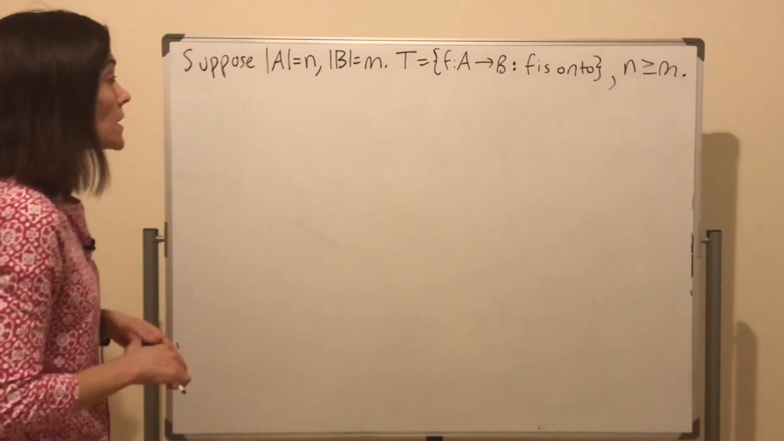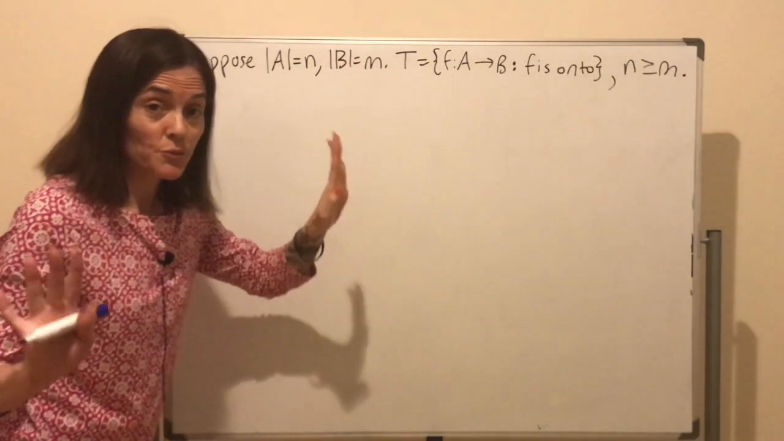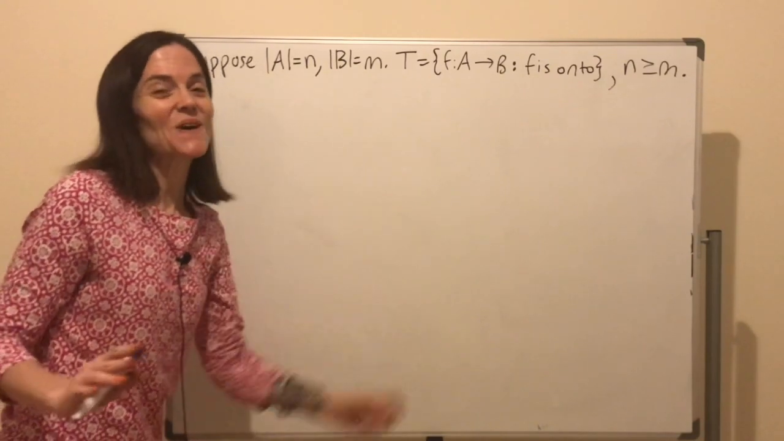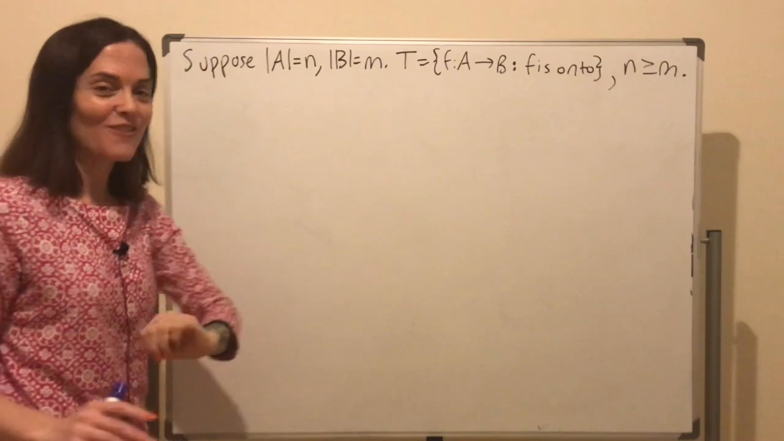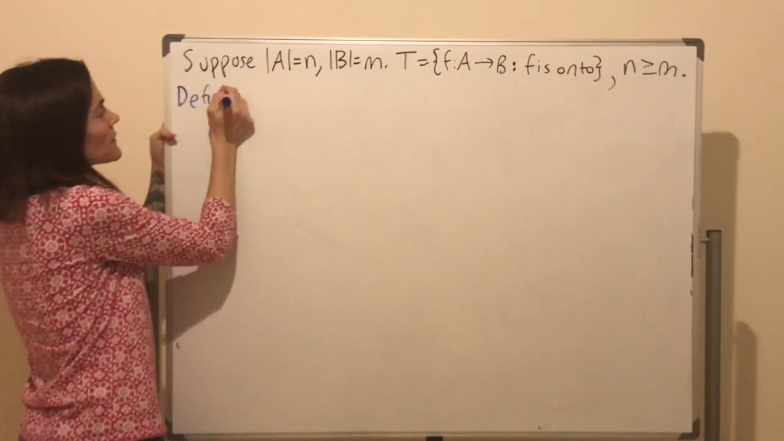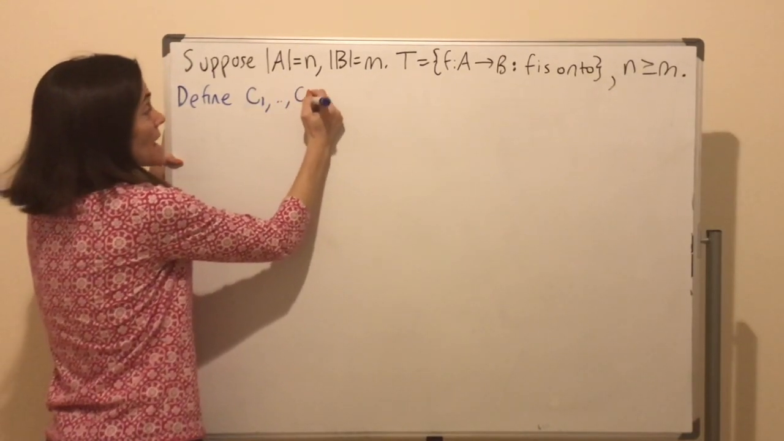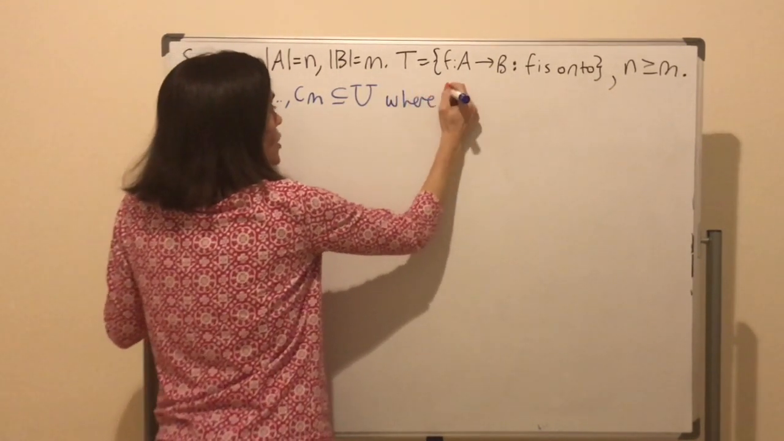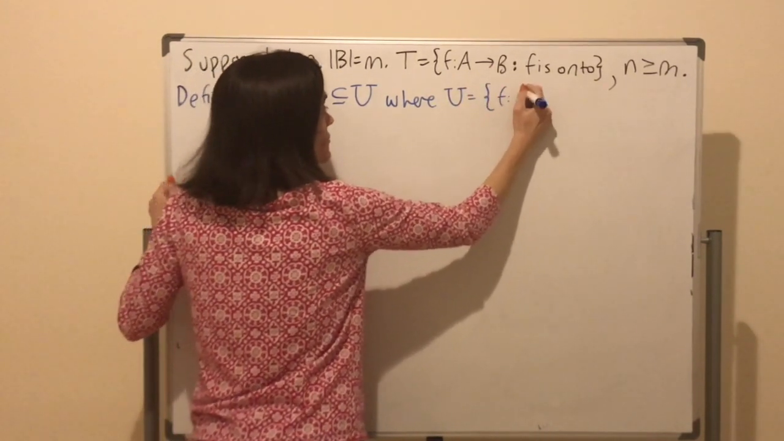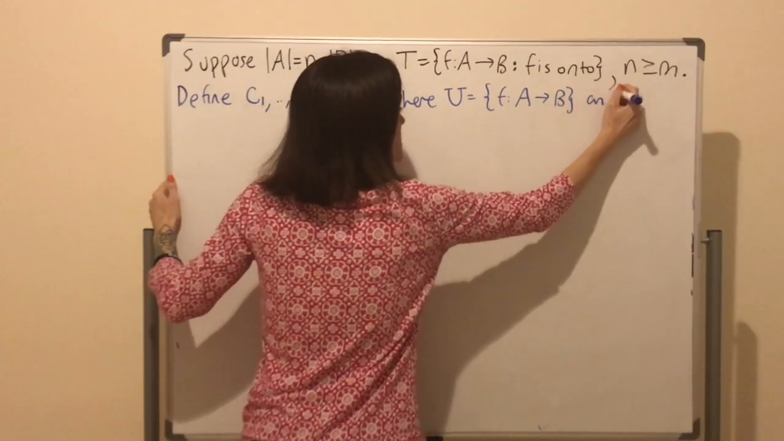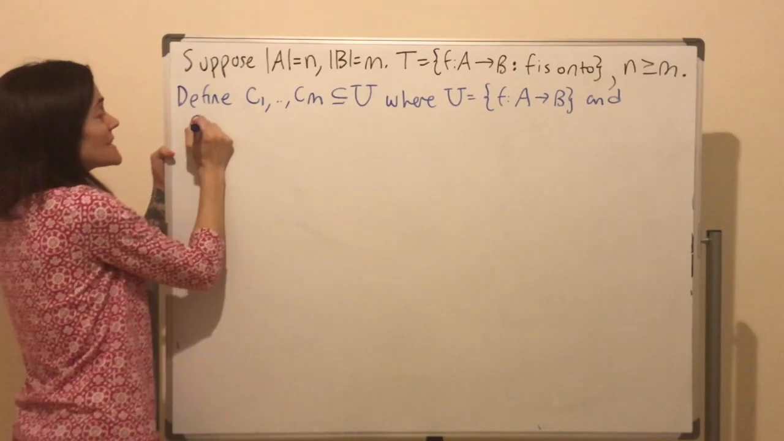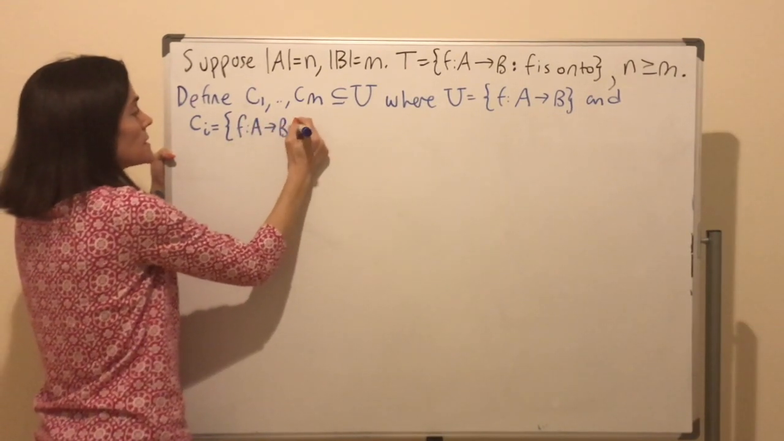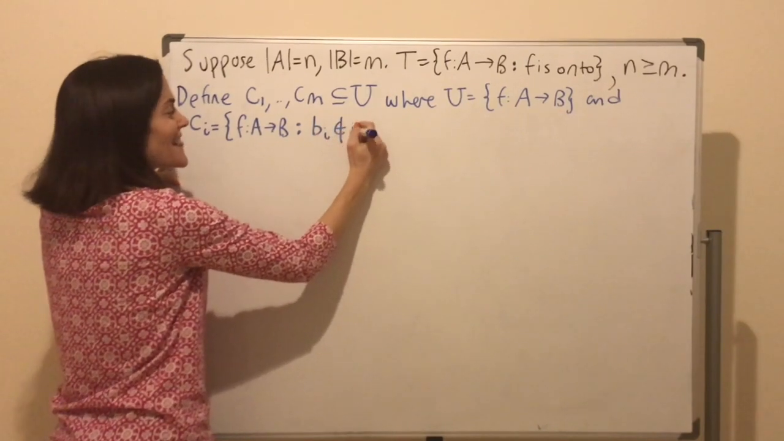Well, part of the reason I started with m is 3 is because it was a little bit less intense than the general case, and hopefully this will go through a little easier having seen m is 3 already. So I will define C1 to Cm, these are all inside U, where U is all functions from A to B, and let's say Ci is all functions from A to B such that Bi is not in the image of f.